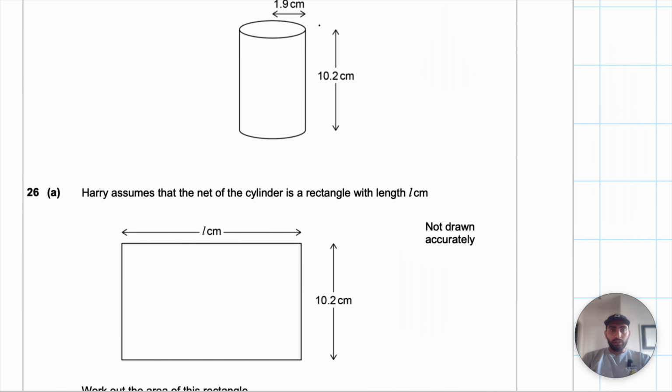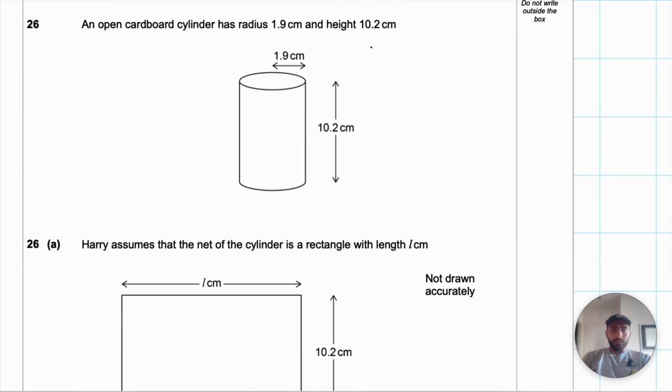So we have the height of it, which is the height of that cylinder. We need to find out what this curved part was, that bit here. So that's the circumference of the circle, so we're going to have to work out the circumference of that circle. Circumference equals pi times diameter. And the radius here is 1.9.